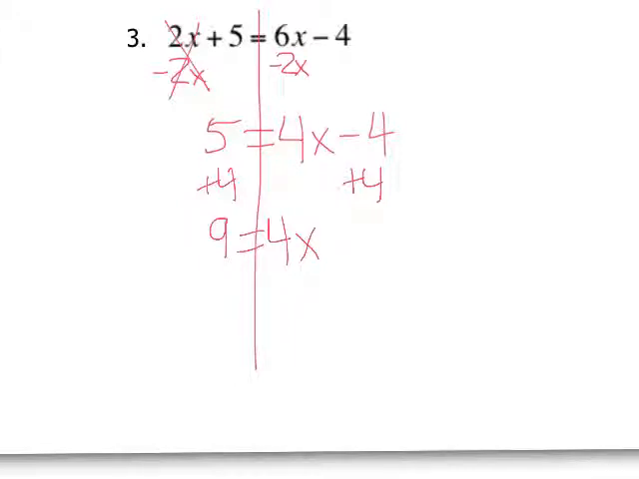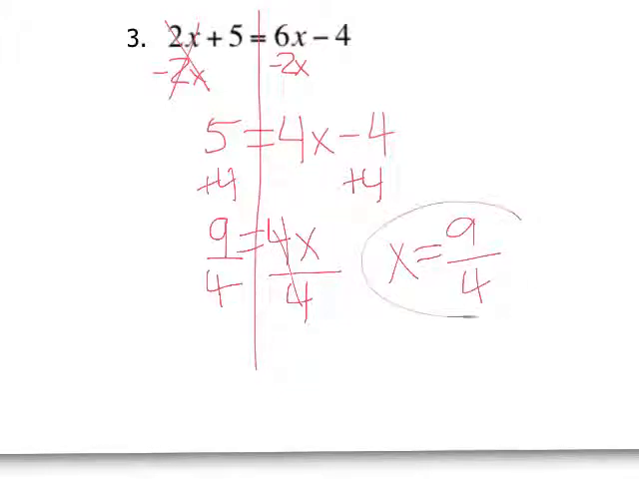4 times x, so I get rid of it by dividing by 4. I get x equals 9/4. Okay, you guys do number 4 together in your groups. Go ahead.